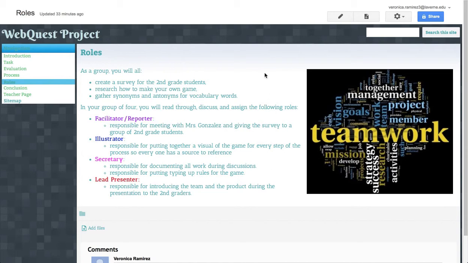As a group, they are all responsible for creating a survey for the second grade students, researching how to make their own game, and gather synonyms and antonyms for the vocabulary words that they will be getting from Mrs. Gonzalez, their second grade teacher.